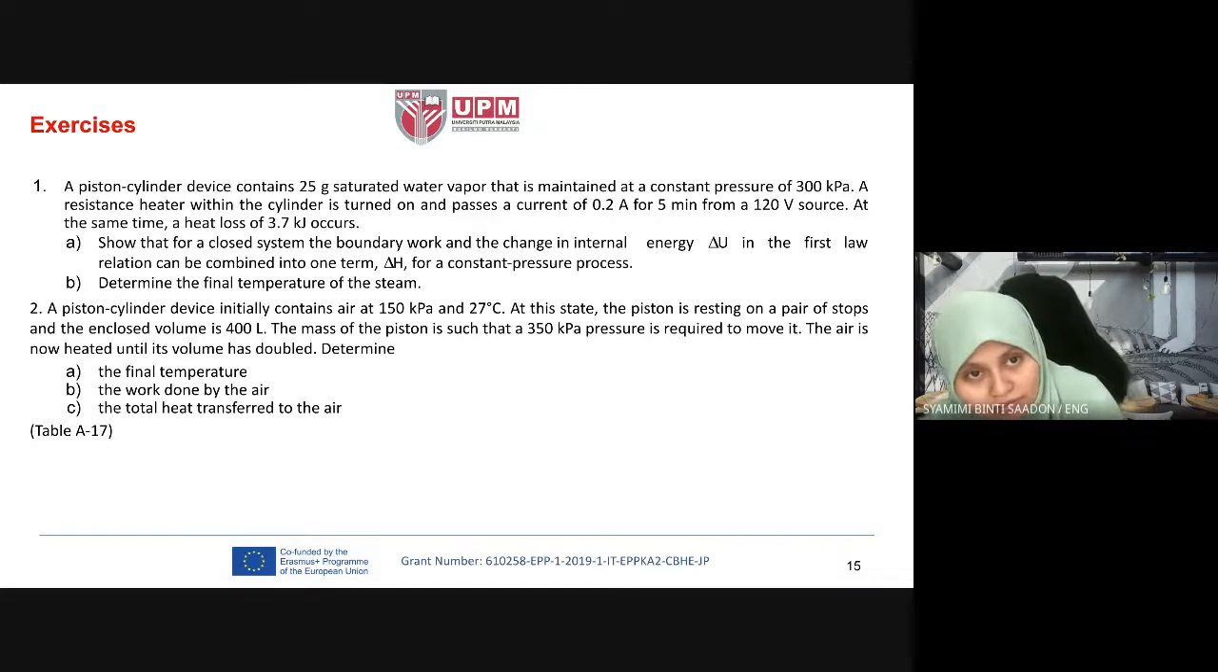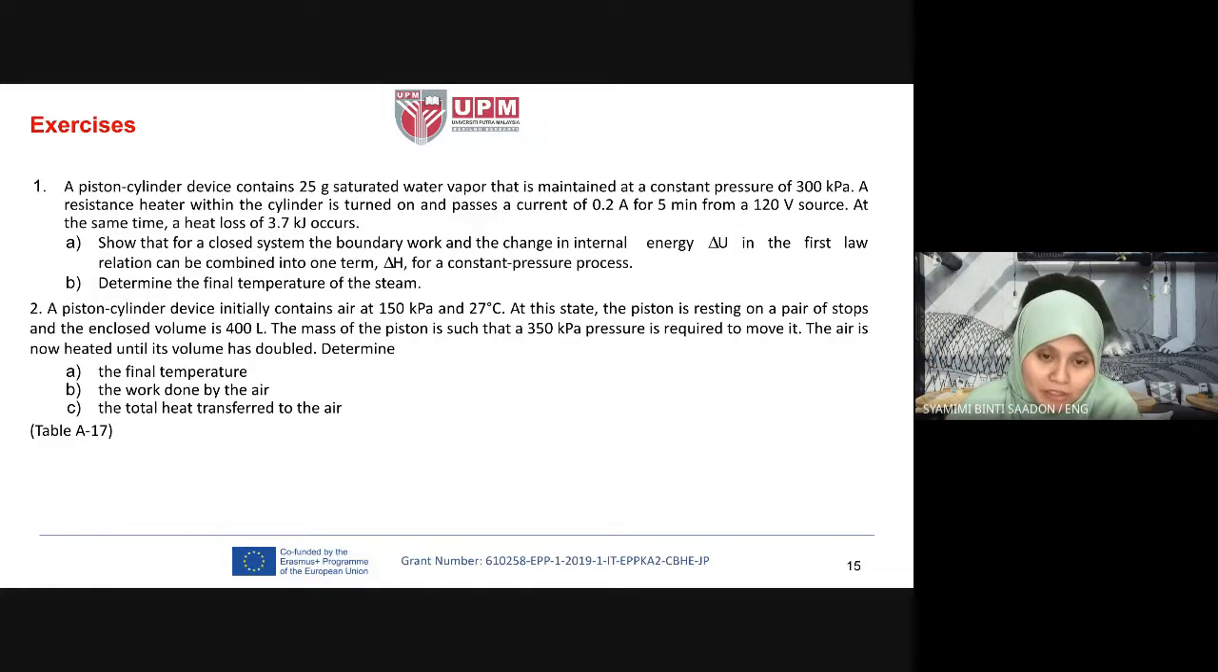So to calculate the final temperature, the first one, you can use the ideal gas equation of state, PV equals RT. Apply the ideal gas equation between state 1 and state 3, because we have the parameters, the information on state 1 and state 3. You want to know the final temperature, which is T3.